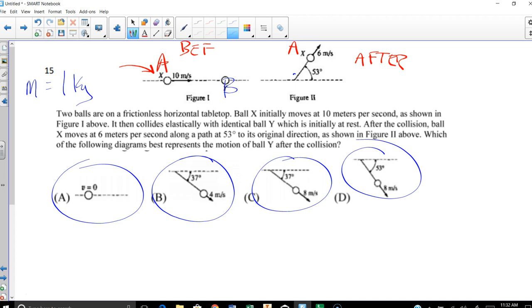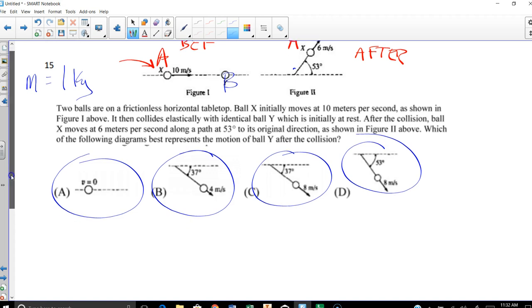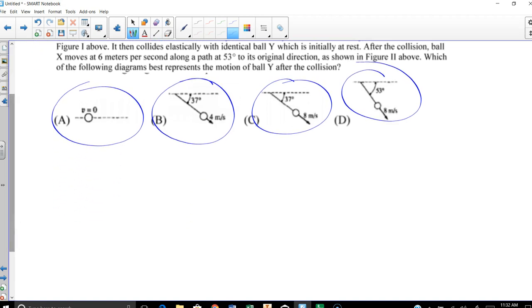So, how about this? And we're going to discuss it a little bit, and we're going to talk about how you could have eliminated a lot of these. So first of all, the total momentum before is all in just object A, and it's 10 kilogram meters per second, and it's going just to the right, correct?